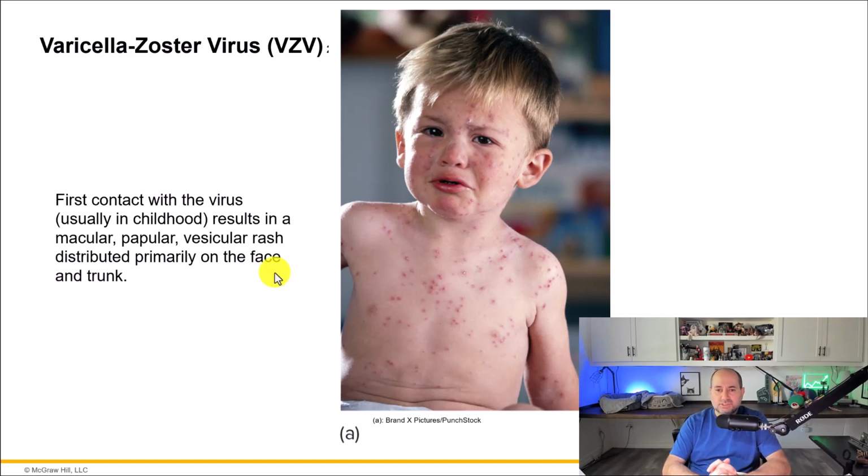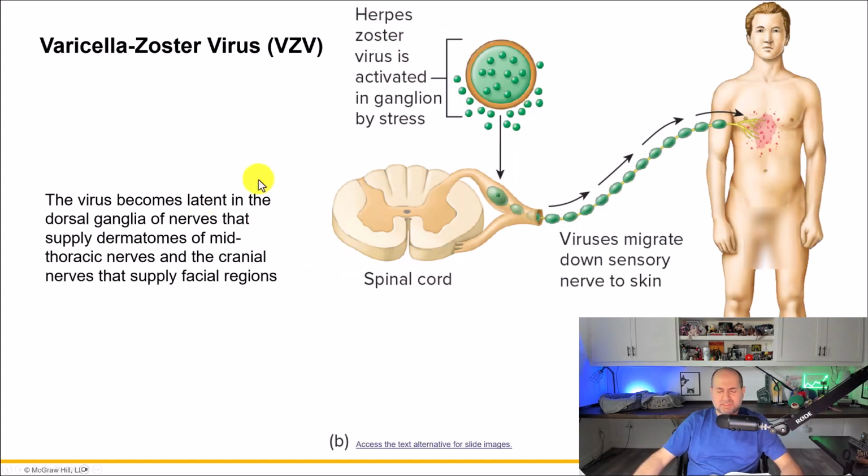Notice that it's called chickenpox because you have these little spots all over the body. Primarily restricted to the face and trunk though, but I remember having plenty on my arms as well. At this point, remember that the pox lesions will resolve, but the virus becomes latent or dormant in the dorsal ganglia of nerves that supply dermatomes of mid-thoracic nerves and the cranial nerves that supply the facial regions. So it goes to that dormant state in those particular neurons.